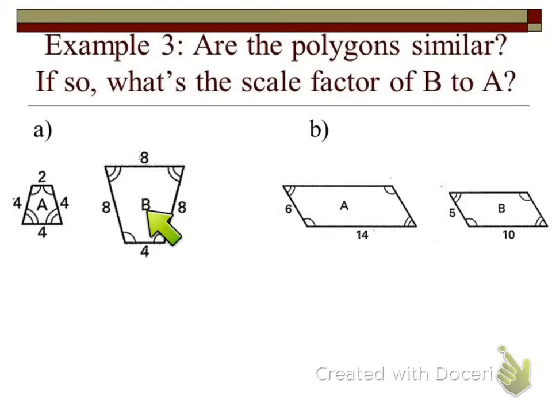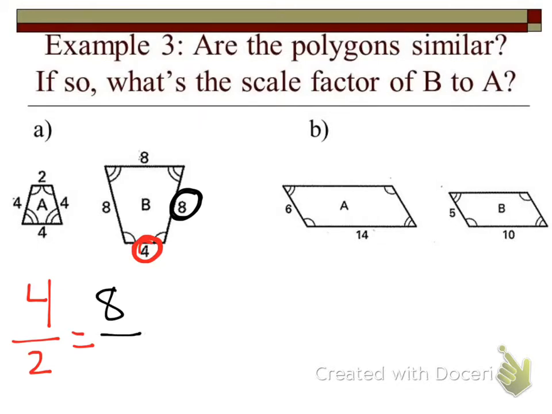So again, I'm always going to start with the B, and then I'm going to find the corresponding one from A. So if I start with 4, this 4 right here in figure B, that should match up with which one from figure A? The 2. Good. Okay. Now, we need something to compare that with. So let's just go to this 8. That matches up with which side from figure A? One of the 4s. Good.